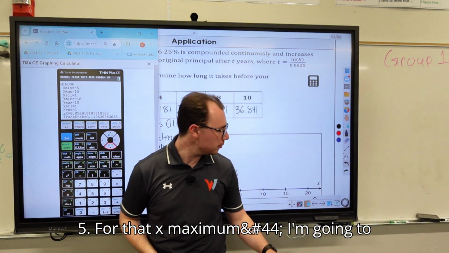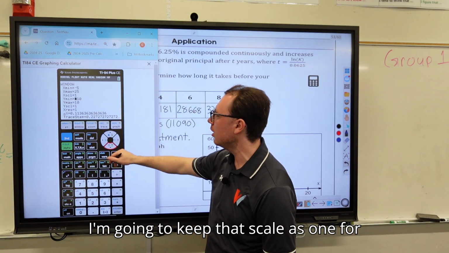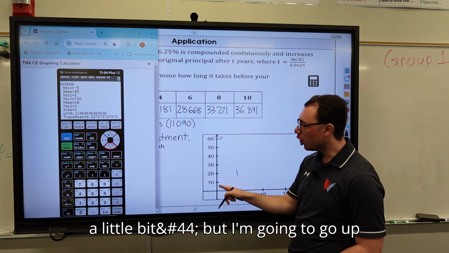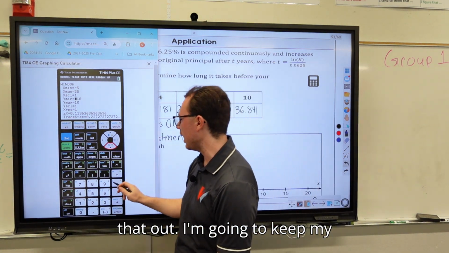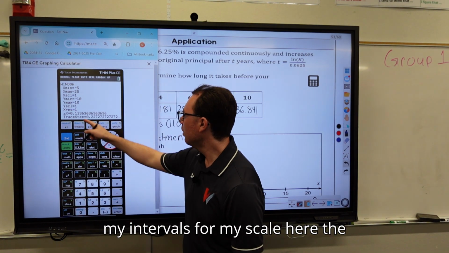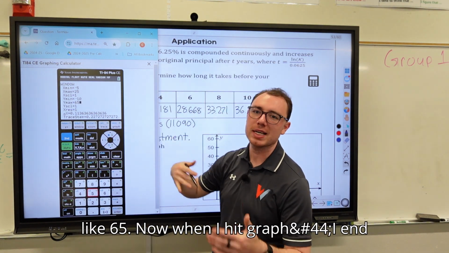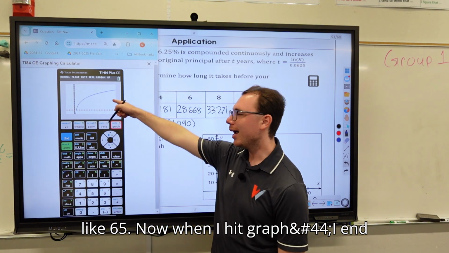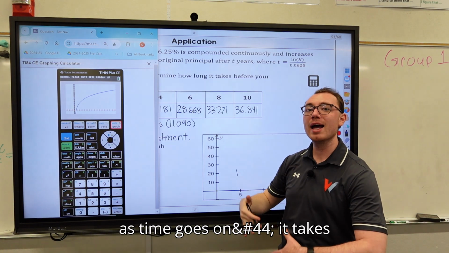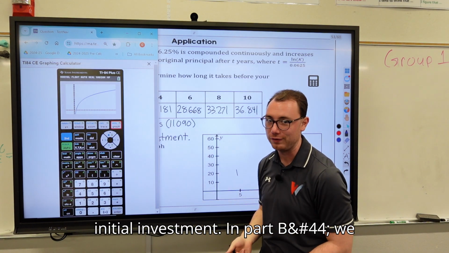For that x maximum, I'm going to go a little bit past 20, 25. I'm going to keep that scale as 1. For my y minimum, I'm going to keep it at -10, but I'm going to go up until about 65, spreading that out. I'm going to keep my intervals for my scale the same. So y scale is 1, y minimum is -10, y maximum is 65. Now when I hit graph, I end up getting this graph on our calculators. This logarithmic graph shows that as time goes on, it takes longer and longer for us to double that initial investment.